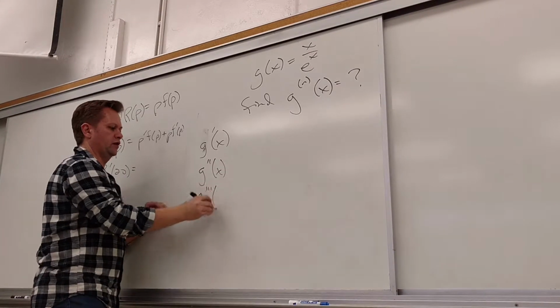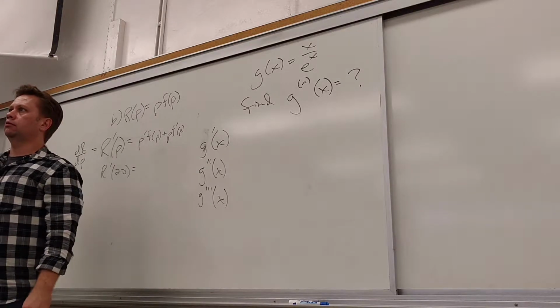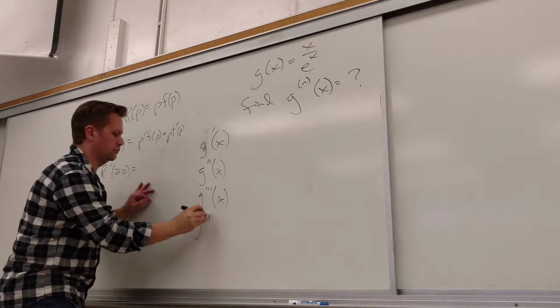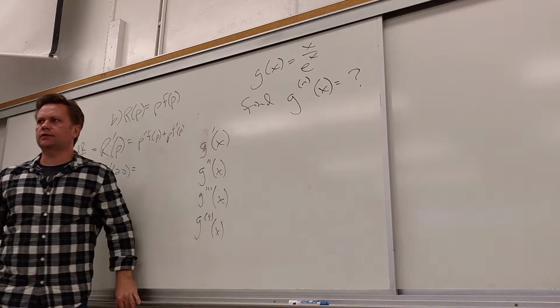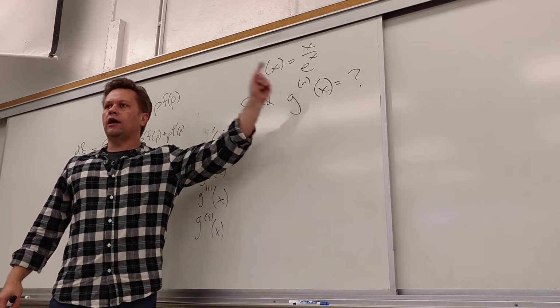Yes. Third derivative. Can you imagine at some point we're like, we can't have g prime, prime, prime, prime, prime, prime, prime, prime? At some point we gotta go, alright, we're just gonna put a 4 up there and say everybody understands that's the fourth derivative, fifth derivative. So this means the nth derivative.